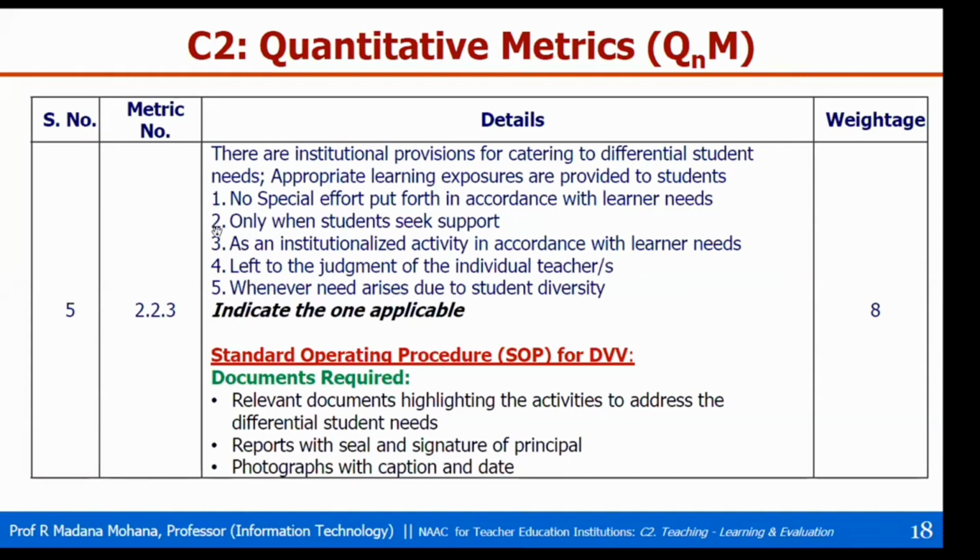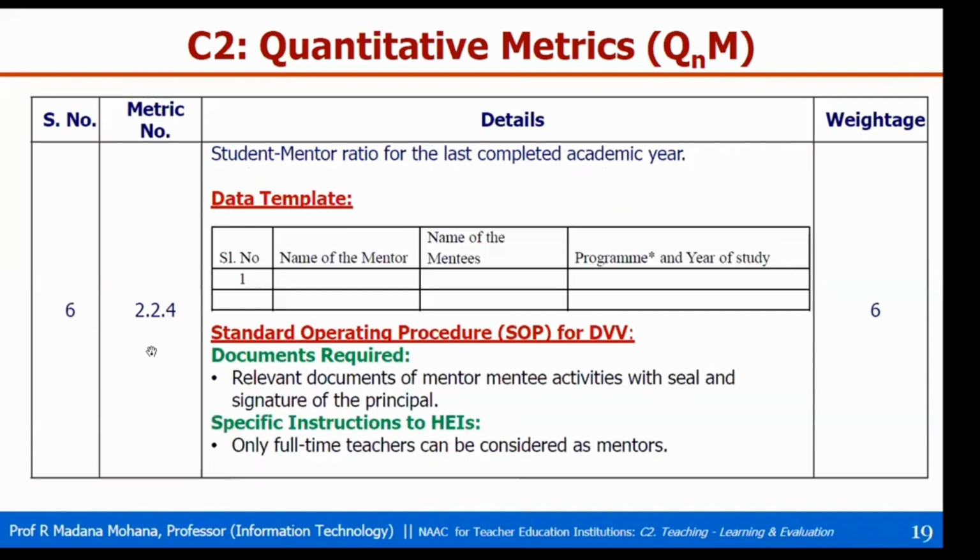So these 5 parameters are given, which are applicable to your institution. You can select. Then for this, what are the documents required? Relevant document highlighting the activities to address the differential student needs. Then reports with seal and signature of the principal. Photographs with caption and date. I already mentioned at the start, any activity, report is required, photographs are required. Then every report, seal and signature of the head of the institution is mandatory.